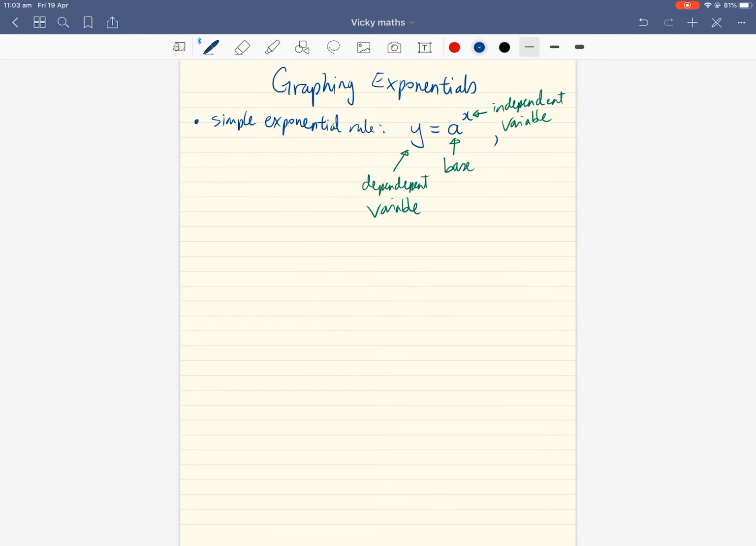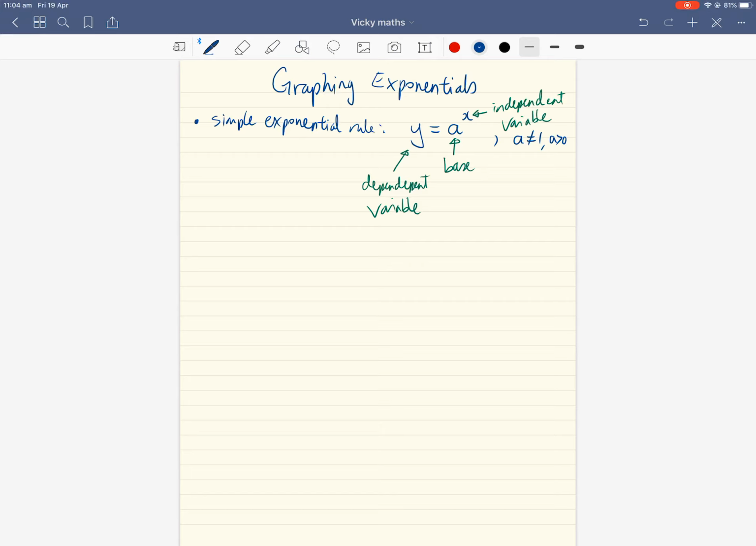Now, take note that your a value can't be 1, because if you put 1 in there, y equals 1 to whatever power you want. 1 to any power is actually 1, so really we just get a straight line. We also have that our base a is a positive number.